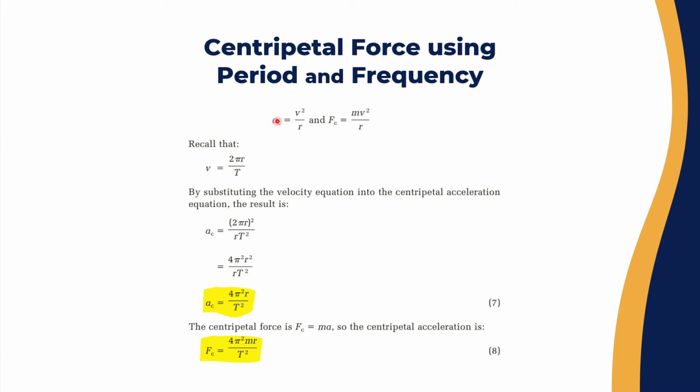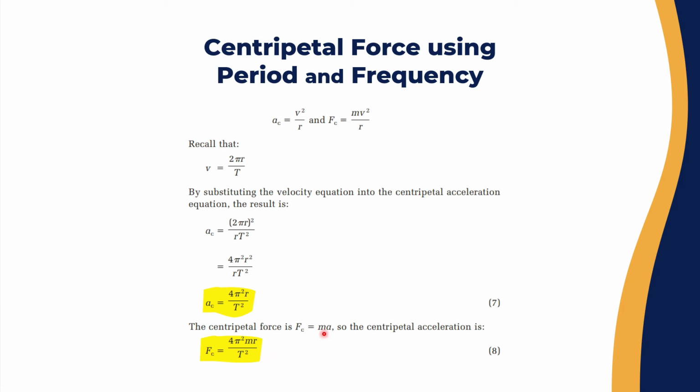We know the centripetal acceleration is v squared over r. And we know that the rotational speed equals 2πr over T, which is the cycle in this case, or the period. Now substituting v in here and here for the AC and the FC, AC will be, in terms of period, 4π² r over T squared.